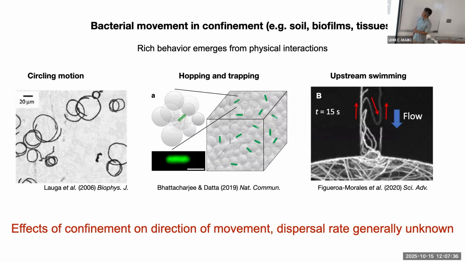Here, the fluid is flowing in a certain direction, so you expect bacteria to also move in that direction. But in some situations, bacteria can migrate against the flow. There are some surprises that can occur in confined environments. And it's not well understood when you confine these bacteria: where are they going to go? What's the direction of movement? How quickly are they going to disperse? These are generally open questions that C-MAIKI is actively researching right now.